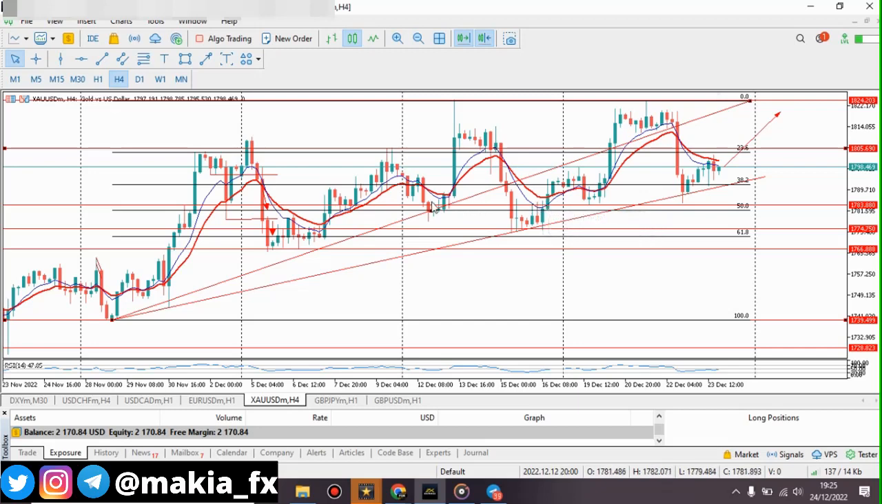Also, don't forget that this 50 level formed a support around that area. So at this 50 level, we saw that there was a support to the upside, and price went to the upside. Because price was not able to break this 61.8 level, and price went up and broke this 50 level, it means that the trend is going back to the upside. So we could enter buys at this area. We close at this area.